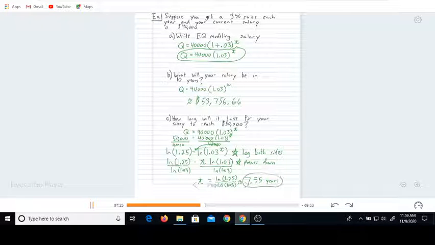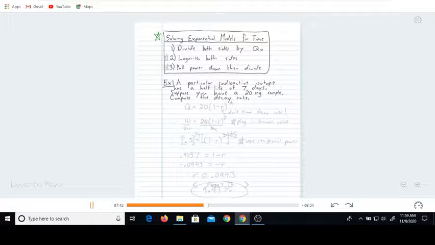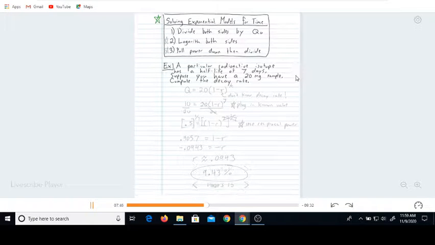And that's about what we were expecting. We knew it was going to be less than 10 years. So we can see that by the time you hit year 8, your salary will be above $50,000. So a quick little recap on logarithms in case it's been a little while since your algebra class. I've summarized solving an exponential model for time. You're going to divide both sides by the initial quantity, logarithm both sides, pull the power out, and divide. It's always going to be the same process.